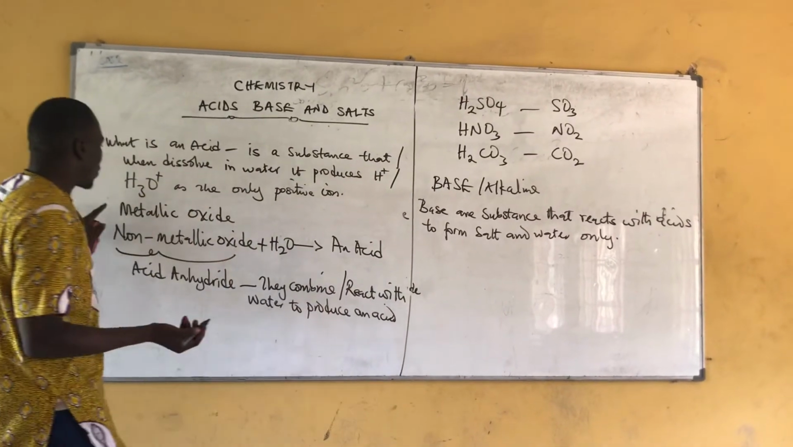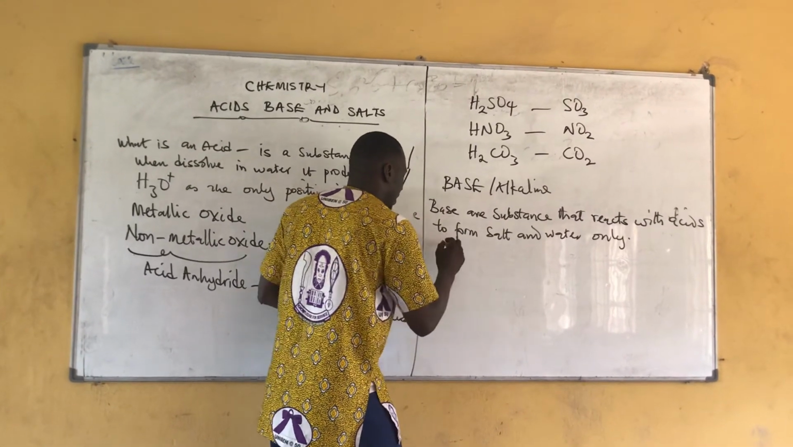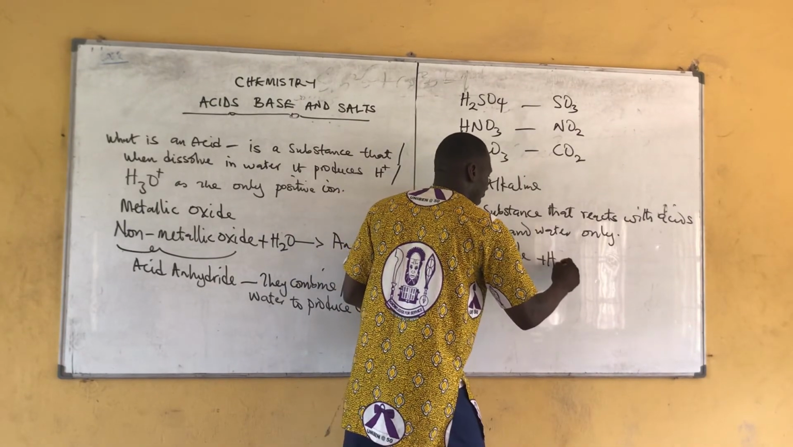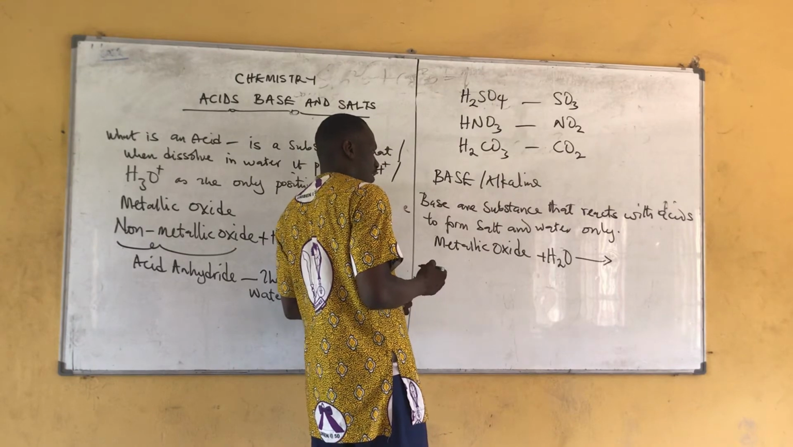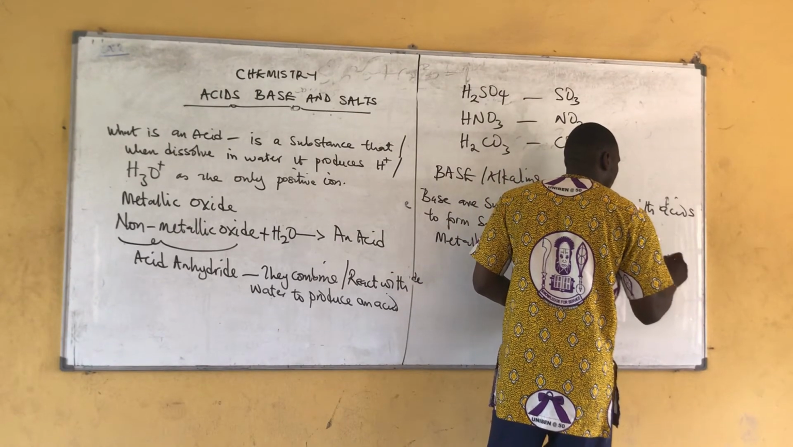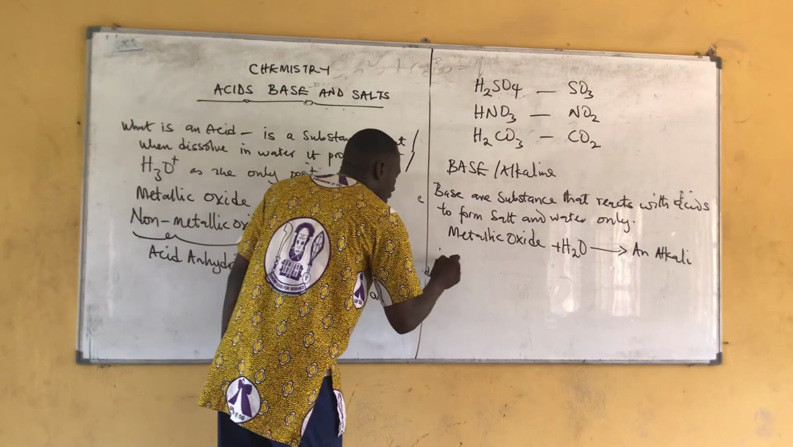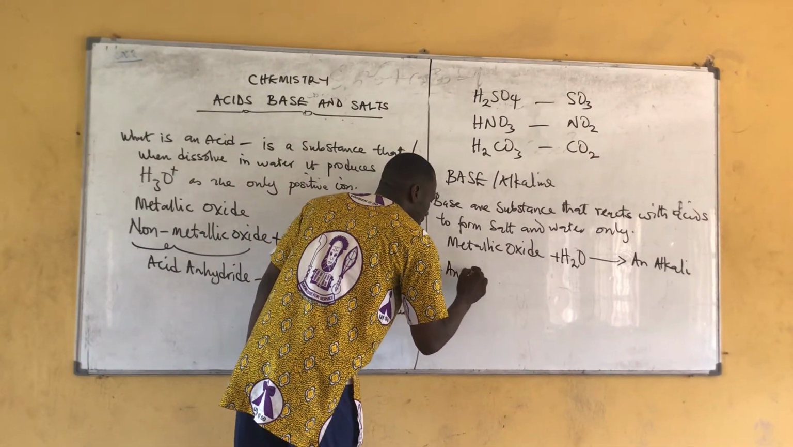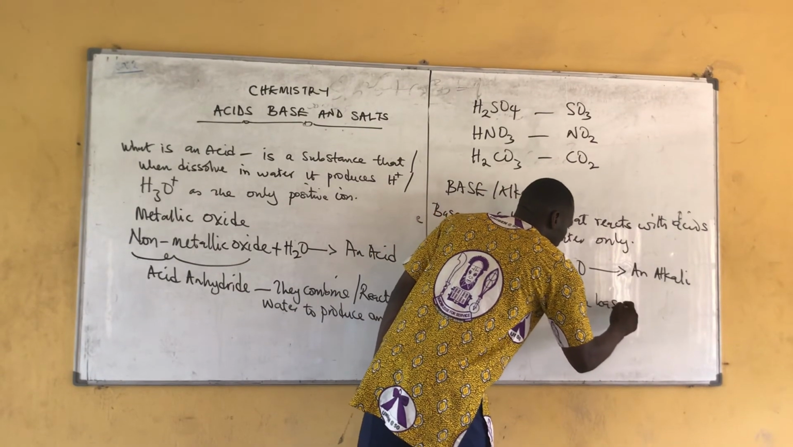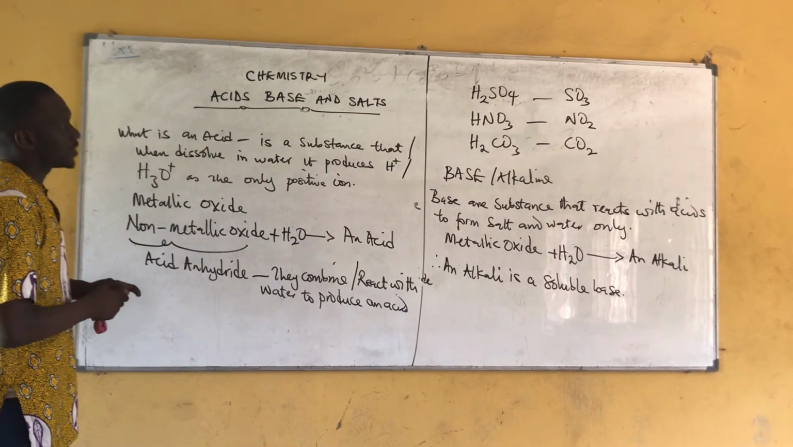Formation of base, let's go back to the beginning, is formed as a result of metallic oxide plus water. Metallic oxide plus water. That's what gave us an alkali. So, formation of alkali. Therefore, an alkali is a soluble base. An alkali is a soluble base. This is in the introduction part of it.